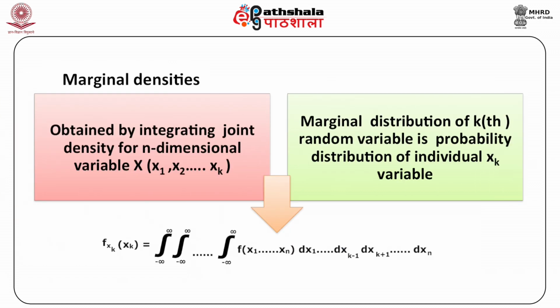The marginal densities are obtained by integrating the joint density for the n-dimensional random variable X, in brackets x1, x2 to xn. Thus, the marginal probability distribution of the kth random variable is the probability distribution of the individual xk variable and is equal to f(xk), which is equal to the multiple integral from minus infinity to plus infinity, for each variable, of the function f(x1 to xn) dx1 right up to dx(k minus 1), dx(k plus 1) right up to dxn.